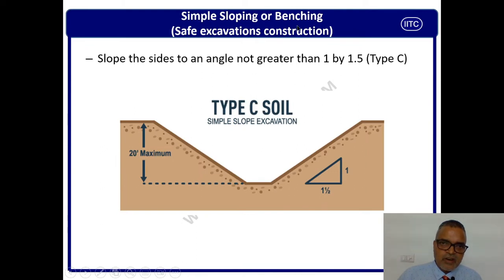Simple sloping or benching, we have mentioned over here. Slope the sides to an angle not greater than 1.5:1, type C is given over here. This is type C soil, and this is a simple slope excavation. You can see this is the earth and the excavation is done this way, because type C soil is very loose soil.